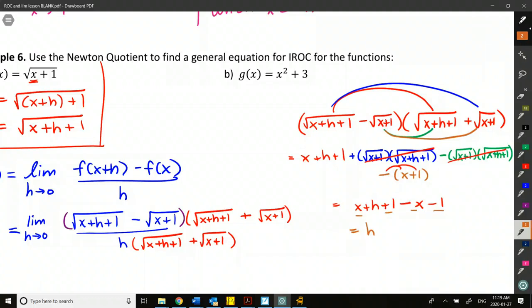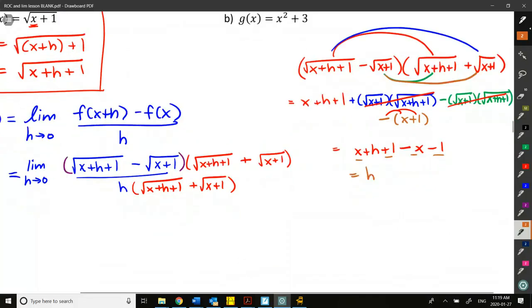Is there any way you could skip the middle part and just do the first and last part? Yeah, you can because they cancel out, right? As long as it's a difference of squares. But I'm just showing you why it cancels out, just so that no one's confused.